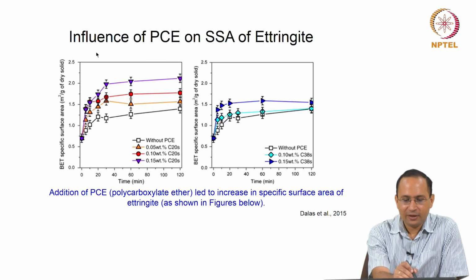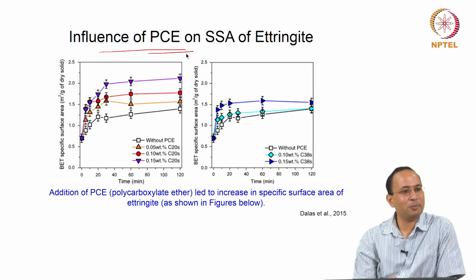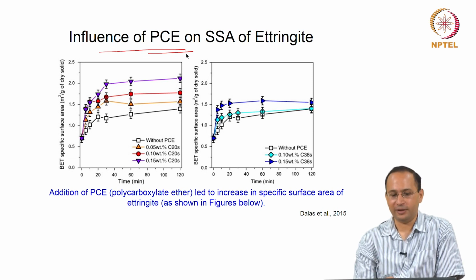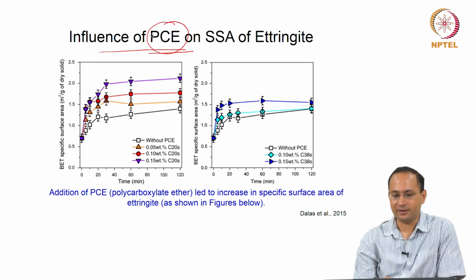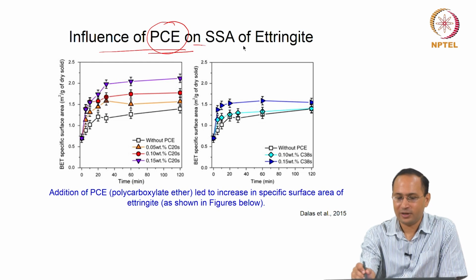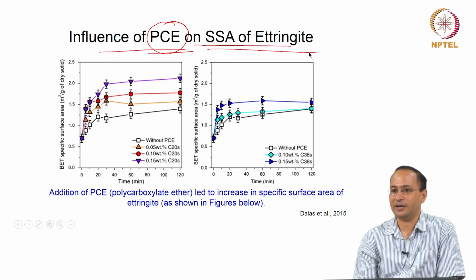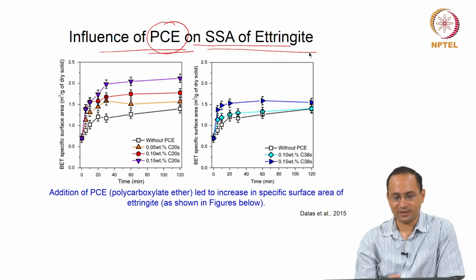Here we see the influence of PCE, which is a kind of superplasticizer. We know why we use superplasticizers, yeah, to increase the workability. The PCE is a polycarboxylate ether superplasticizer, and here we look at its effect on the specific surface area of Ettringite. What is the effect of this type of superplasticizer? What do you see here?